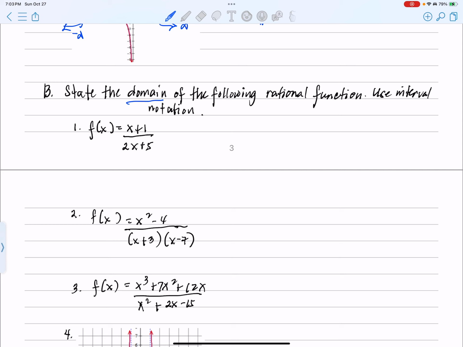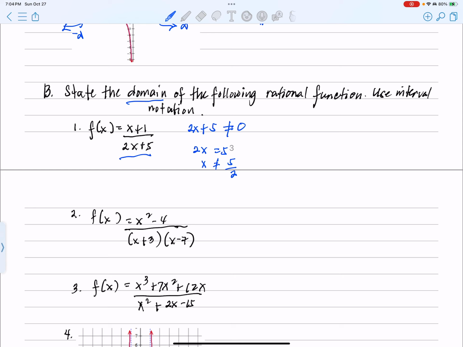So if you remember the definition of a rational function, the denominator should not be equal to 0. So let's look at the denominator, 2x plus 5. This should not be equal to 0. So how are we going to do that? 2x equals 5. Let's get that value of x that should not be equal to 0. That's 5 over 2. That means x should not be equal to 5 over 2.